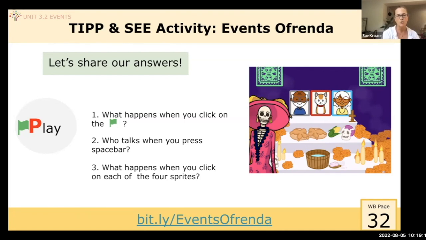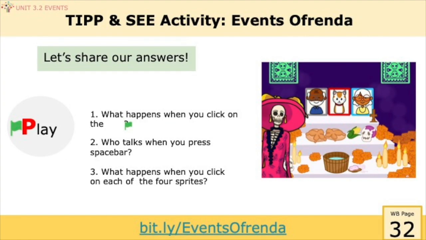All right, who talks when you press the space bar? The Katrina. Yep. Good. And what happens when you click each of the 4 sprites? Left, grandpa. Yep, so they get bigger and smaller, they move out.